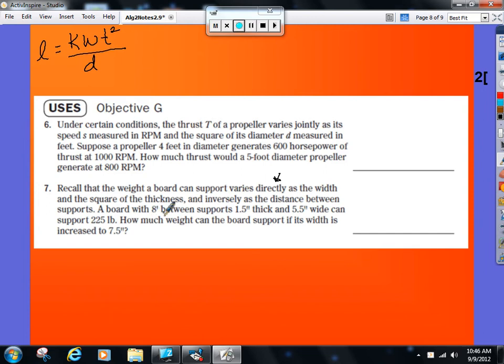A board with 8 feet between supports, 1.5 inches thick, and 5.5 inches wide can support 225 pounds. Okay, I have feet here and inches there. Let's commit to inches, people. 8 feet is the same thing as what? 12 times 8, 96 inches. So the distance between supports, that was D, is 96. So I'm going to work and define K here.